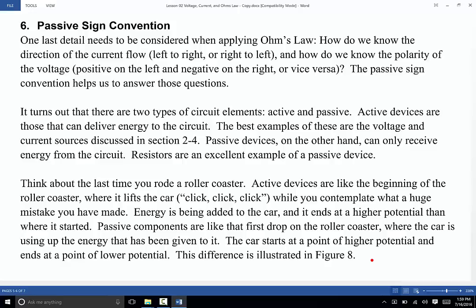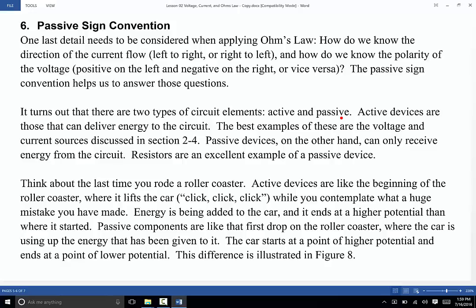So the thing to know is that there are two types of circuit elements. There are active elements and then there are passive elements. Active elements are elements that are going to add energy to the circuit. So voltage sources and current sources are really the two most common examples of that. But passive devices, on the other hand, can only receive energy from the circuit. And so a resistor is the best example of a passive device.